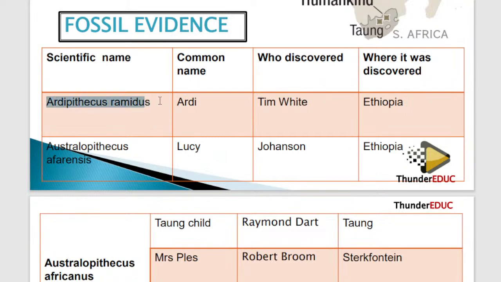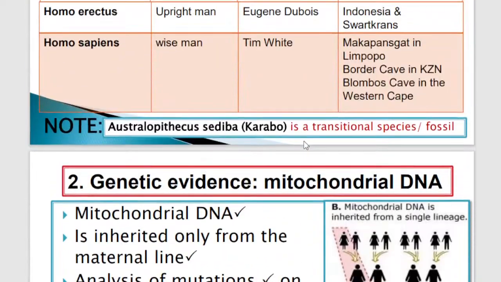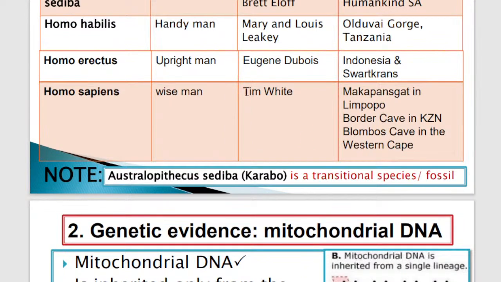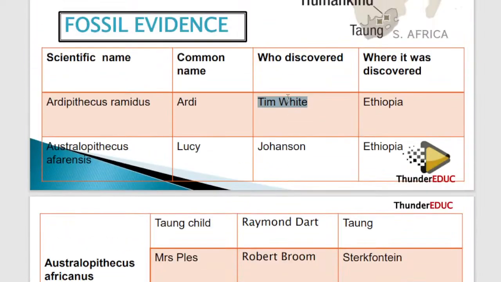The first species we talk about is Ardipithecus ramidus. The person who discovered the first species and the person who discovered the last species is the same. The last species is Homo sapiens, and the first species, Ardipithecus ramidus, was also discovered by Tim White. So you need to know that.